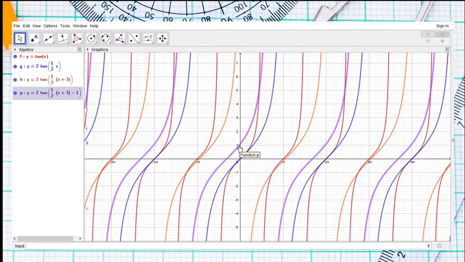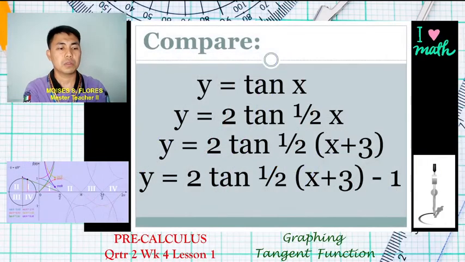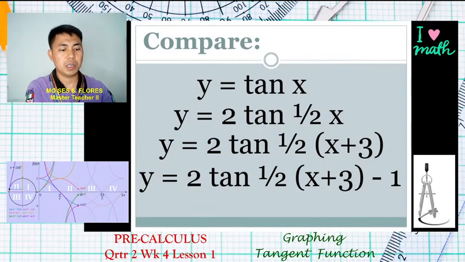So that's the significance of comparing the period, comparing our amplitudes, and of course the phase shift. Again, take a look at this and recall from our discussion the same is true in the previous one, which is our sine and cosine also.